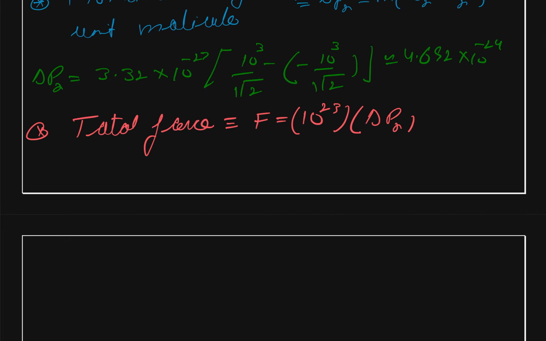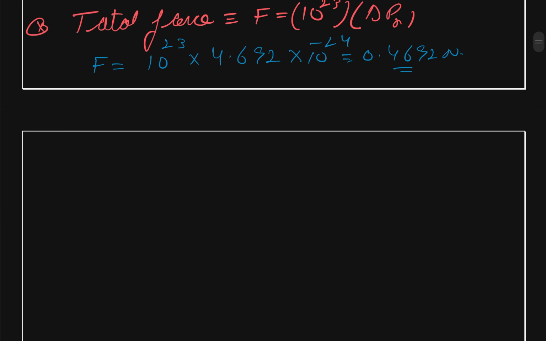We get that F is equal to 10 to the power 23 multiplied by 4.692 into 10 to the power minus 24. And we get this as 0.4692 newtons, and we have to find out the pressure.